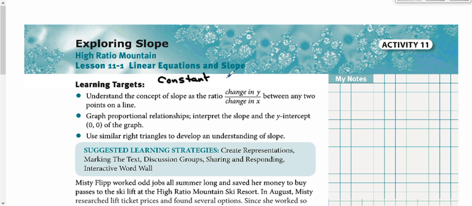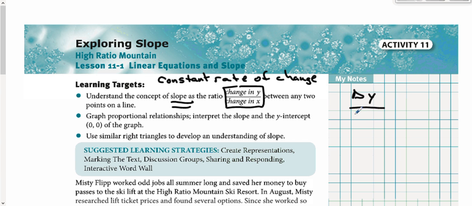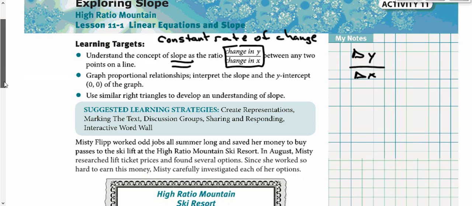On Friday we talked about the concept of constant rate of change. Constant rate of change is change in y over change in x. We can also understand that it is called slope. Constant rate of change and slope are the same thing. If you remember on Friday, we said delta y over delta x.